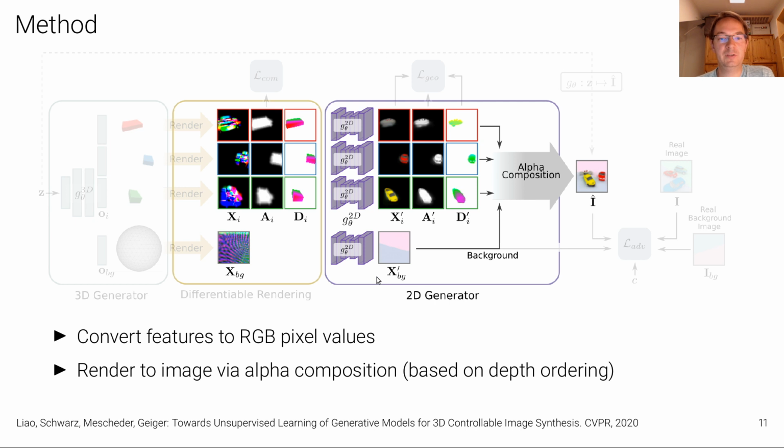We then convert these features to RGB pixels using 2D convolutions. You can see here that from this feature map, we obtain an RGB representation of the car, and from this feature map, we get an RGBD representation of the car. We also refine these very coarse alpha maps using these 2D convolutions to actually fit the shape of the car, and we also refine the depth maps. These are the variables denoted by prime here. And then we render all of these individual objects and the background using alpha composition from the furthest to the smallest depth value.